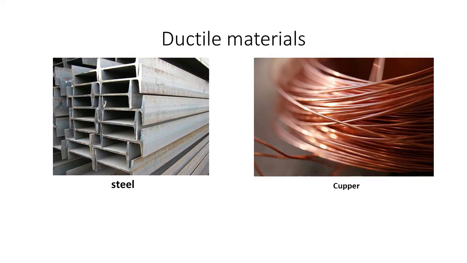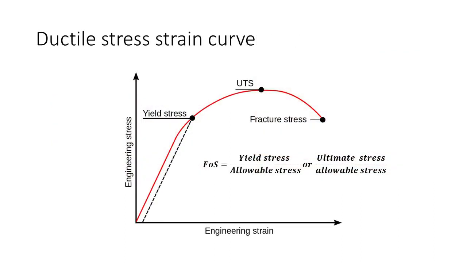For ductile materials, the allowable stress will be determined by the yield stress. For most designs, we want them to stay in the elastic region and avoid permanent deformation. Therefore, we can use the yield stress to determine a safe operating load.